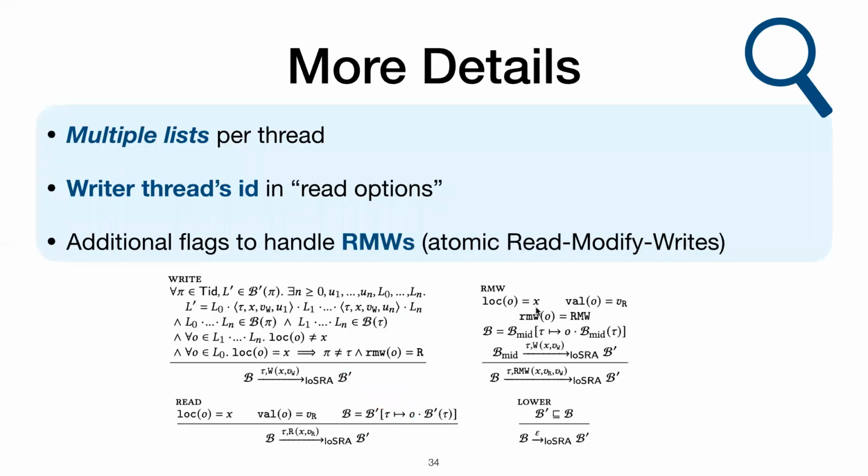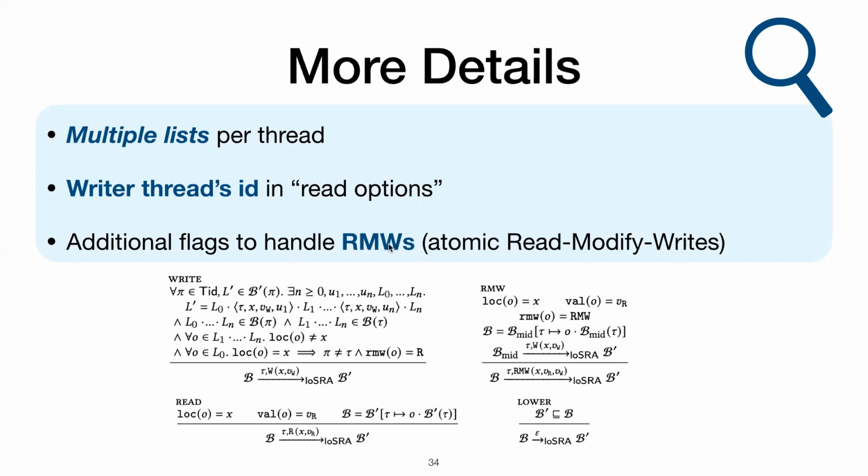There are some more details that I don't show, but this is actually not so complicated semantics. The details are that we actually need multiple lists per thread, so one potential is not enough. We need a finite number of them sometimes. We need to keep the identifier of the writer threads in our read options. This is because there may be cases where two threads are writing the same value to the same variable, and we don't know how to distinguish. We need to know which one wrote what.